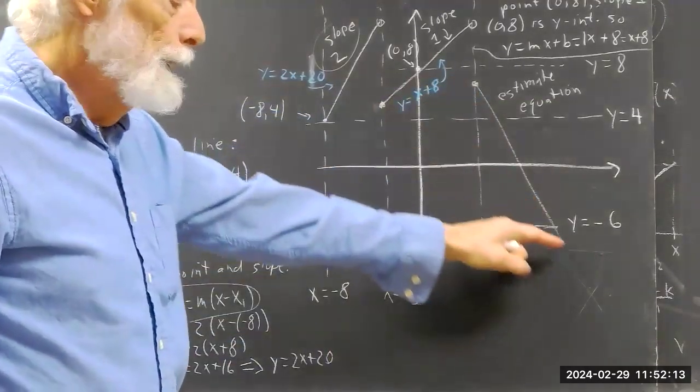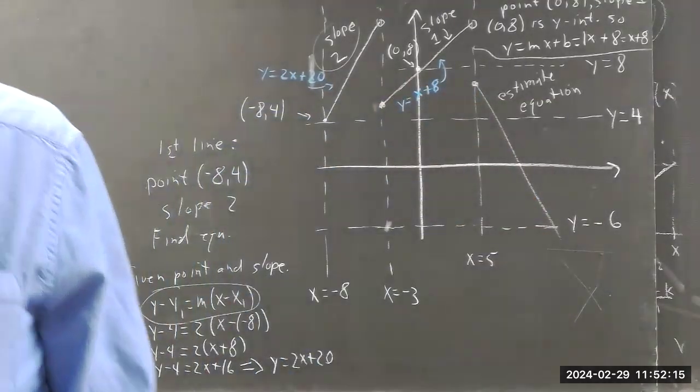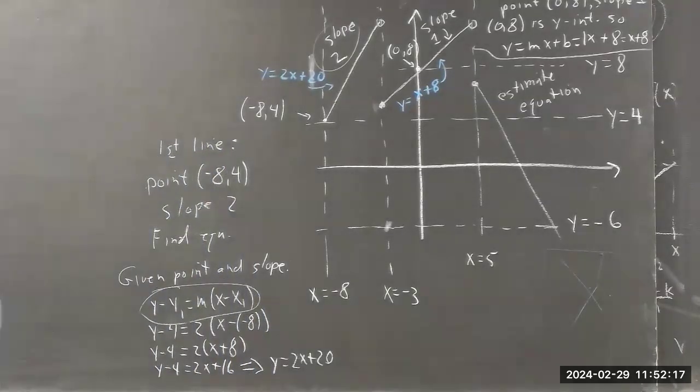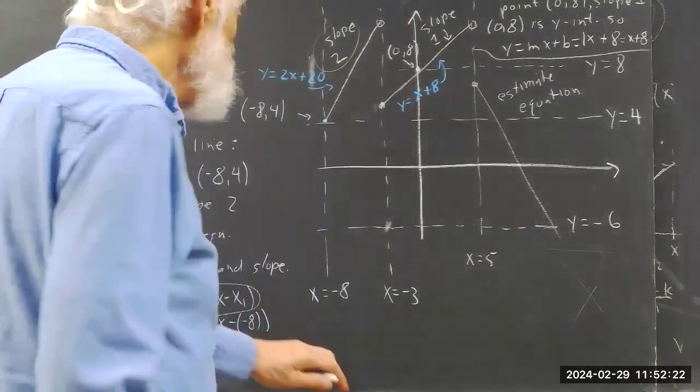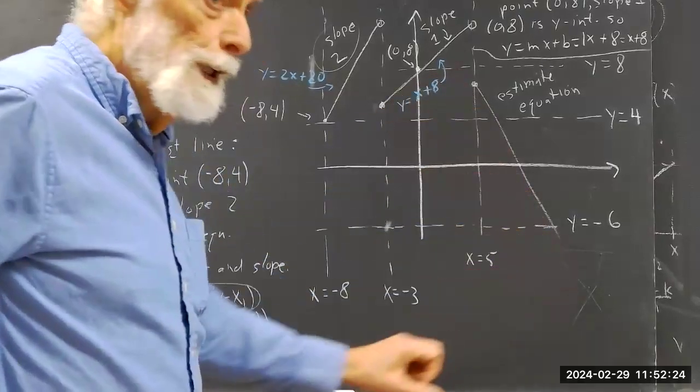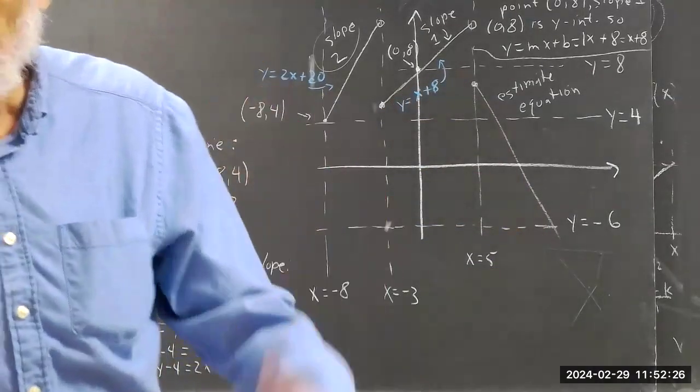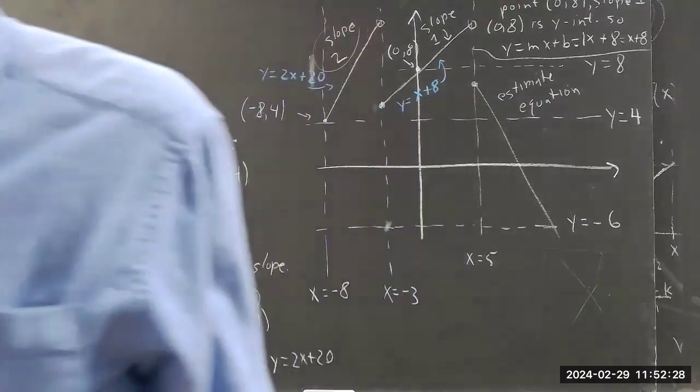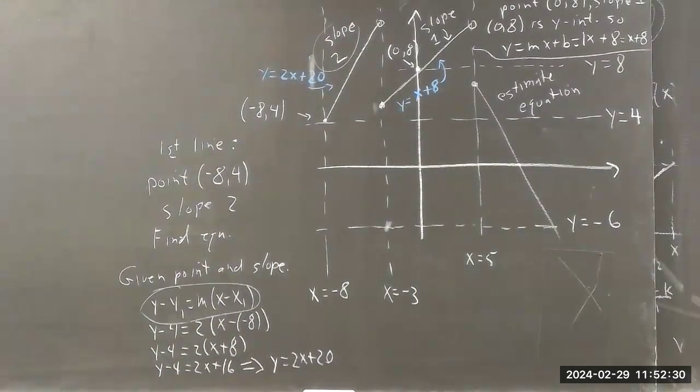Now, what about this line? Well, you're going to have to make estimates. You're going to have to base your equation on estimates, but you're going to want to get a reasonable equation. So what estimates are you going to use in order to get that line?